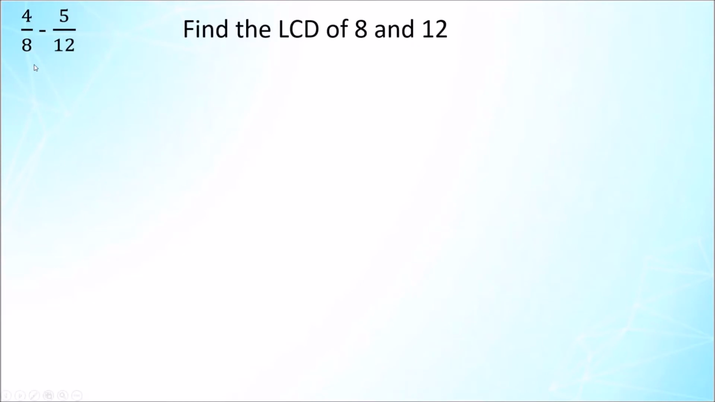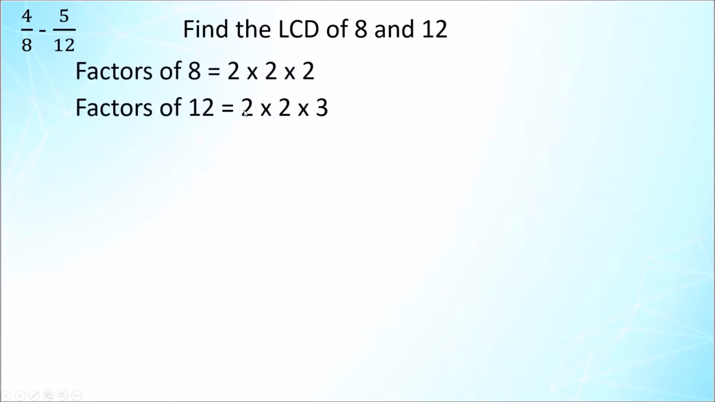subtract 4/8 minus 5/12. Again, find the least common multiple or least common denominator of 8 and 12. Again, what are the factors of 8? 2 times 2 times 2 and the factors of 12 are 2 times 2 times 3. So, ano ang LCD? Tatlong 2 ang imumultiply at 3. So, therefore, the LCM or LCD is 2 times 2 times 2 times 3 is equal to 24.